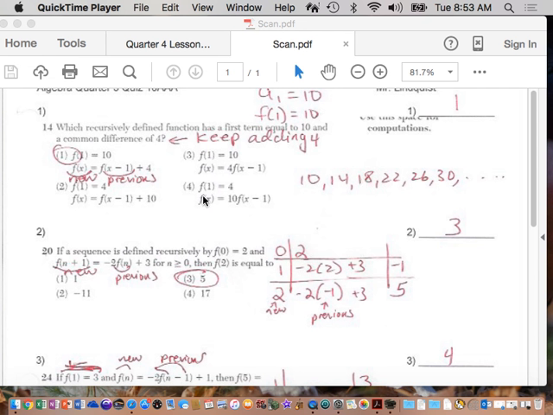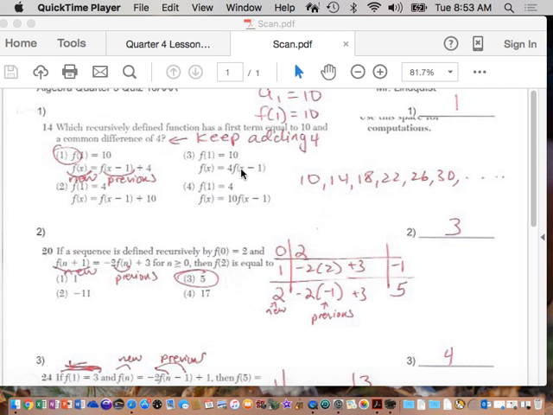Now, choices 2 and 4 are utterly ridiculous, because in both cases they say that the function of 1, the output from 1, is 4. And it says here the first term is 10, so that can't be. Now we take a look at the rule. The correct way to read this is f of x is the new term, and f of x minus 1 is the previous term. We've talked about this many, many times this year. So the new term is the previous term plus 4. That will give you a common difference of 4.